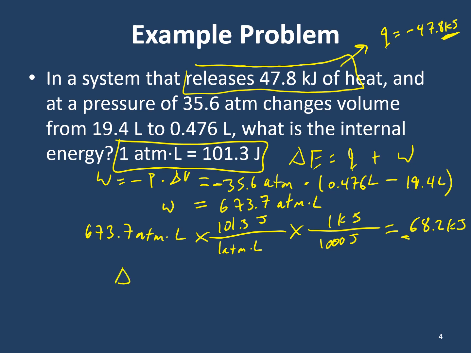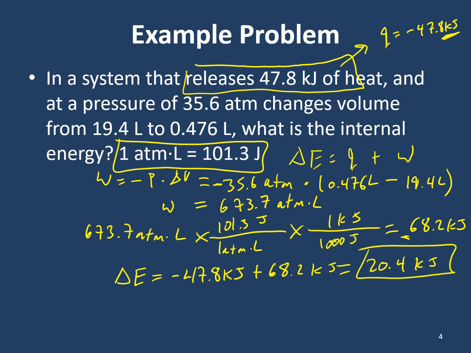So delta E, our internal energy, is equal to negative 47.8 kilojoules of energy, our Q, plus positive 68.2 kilojoules of energy, and this is going to be equal to 20.4 kilojoules. That is our delta E.